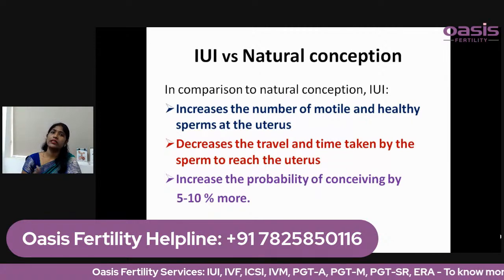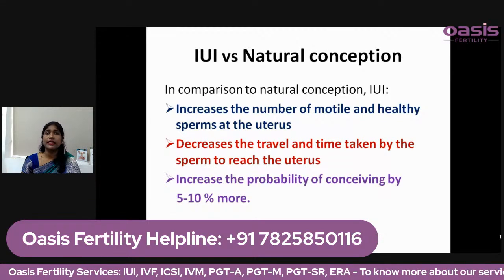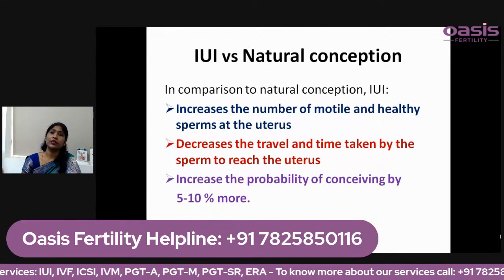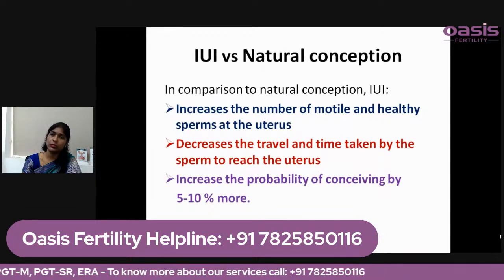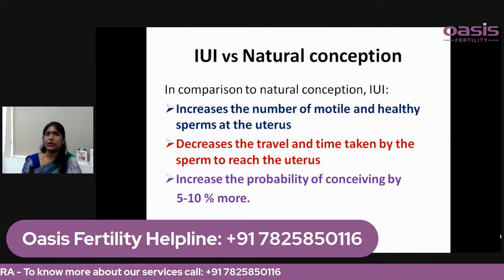And it is only the sperms that are placed. However, other things have to happen naturally. That is, the ovulation must happen naturally. The egg must get inside the fallopian tube, and the fallopian tubes must be open, for IUI to have a good success.